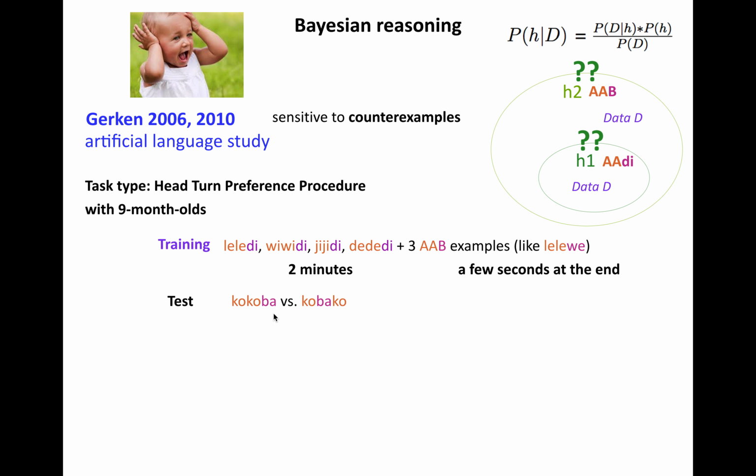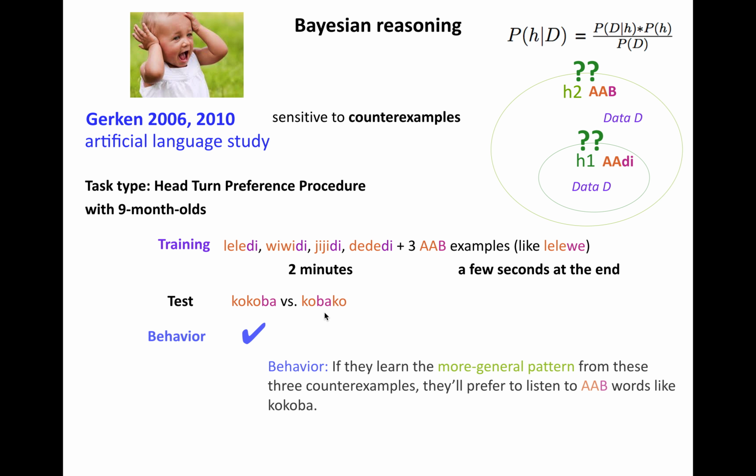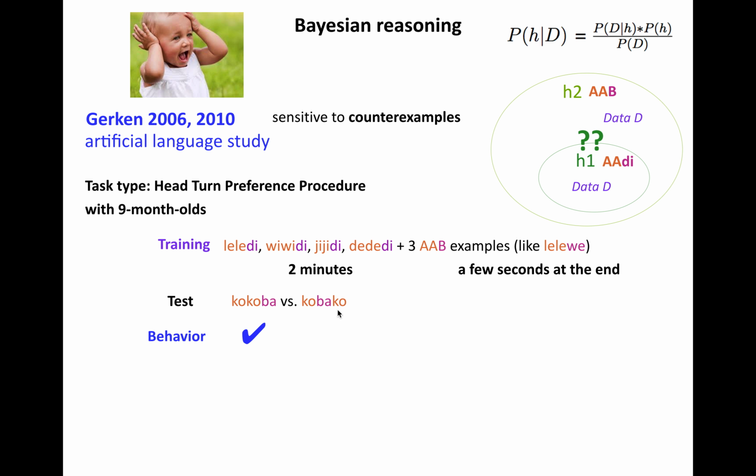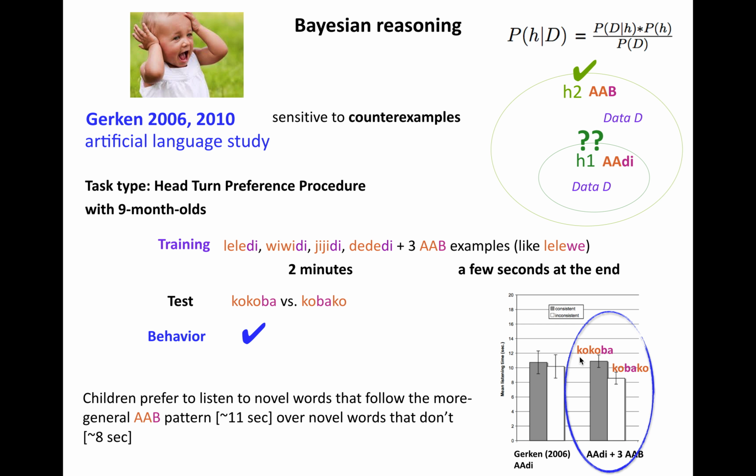And then the test, right? Do you actually behave the way we would expect you to if you've made that more general generalization? Do you like Cocoa Ba over Kobako, or don't you care? Right? Because if you didn't move to that more general hypothesis, you don't have a preference, right? So just to recap that, if children learn the more general pattern from these 3 counterexamples at the end, they'll prefer to listen to things that follow that more general pattern like Cocoa Ba over things that don't, like Kobako, with novel syllables. This is exactly what we see.